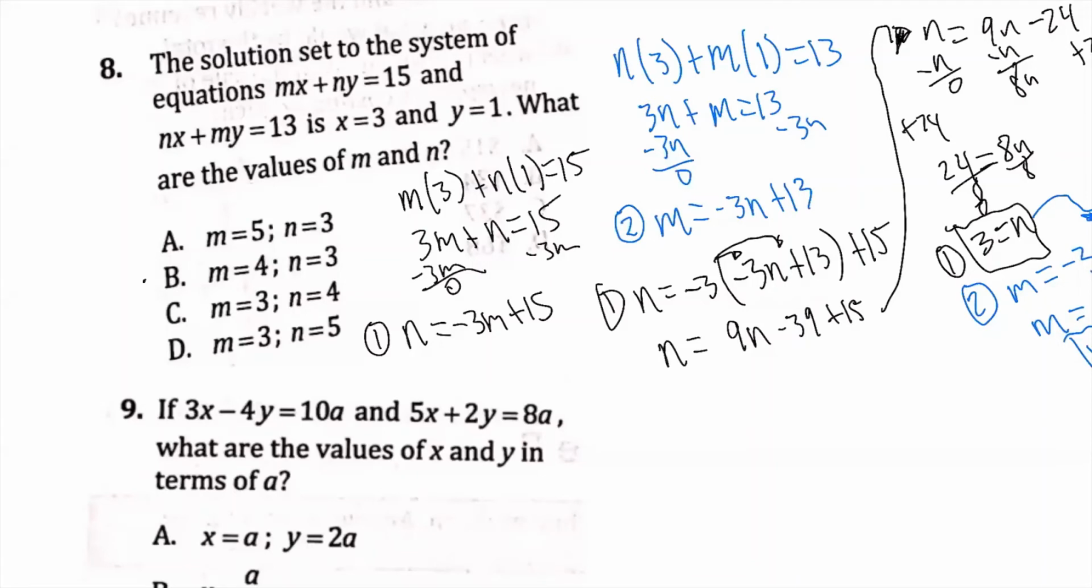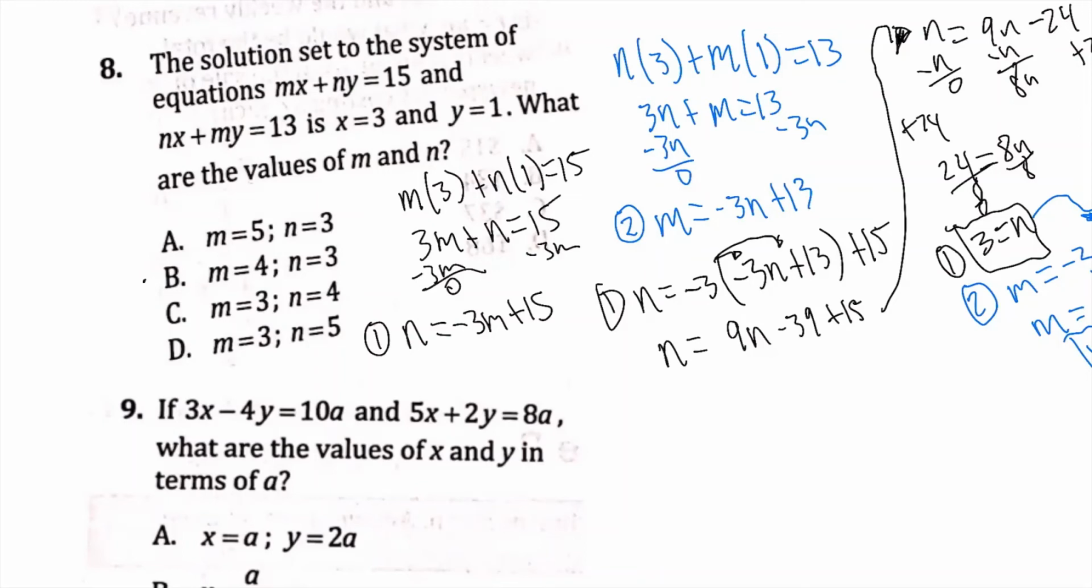All right, so we are back. So what we had to do is plug in x equals 3 and y equals 1 to this x, that y, that x, that y, and just solve that system of equations. That's what we did here. Once we did that, we have our first equation, n equals negative 3m plus 15. Next, right, we just kind of simplified, boom, boom, boom. We went to the next equation, simplified, right? And then our second equation, m equals negative 3m plus 13.